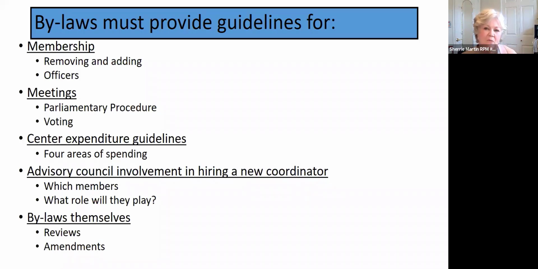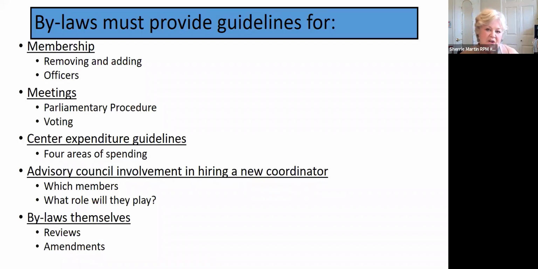So I think we'll be talking about that a little later. And of course, the center expenditure guidelines, those 4 categories we just talked about, and advisory council involvement in hiring a new coordinator. Which members will be involved in the hiring? What kind of little hiring committee will the advisory council participate in? Will they be screening applicants? Will they be on the interviewing committee? Will they do both? Those are outlined in your bylaws.